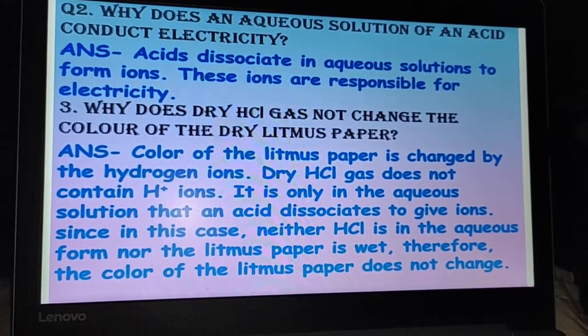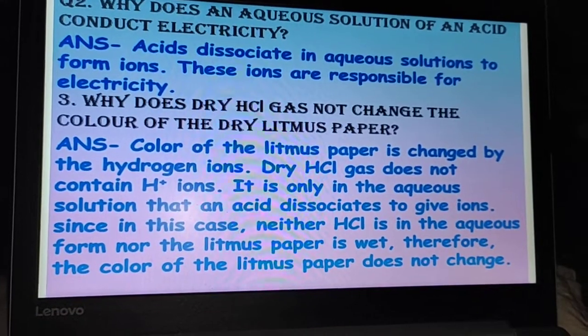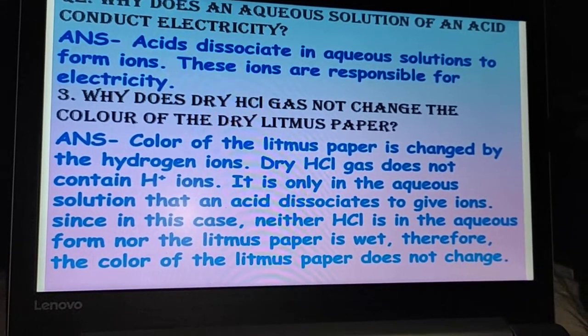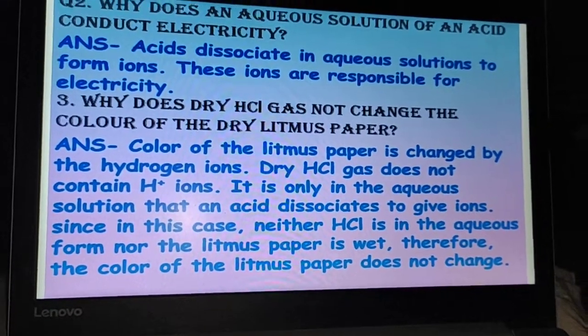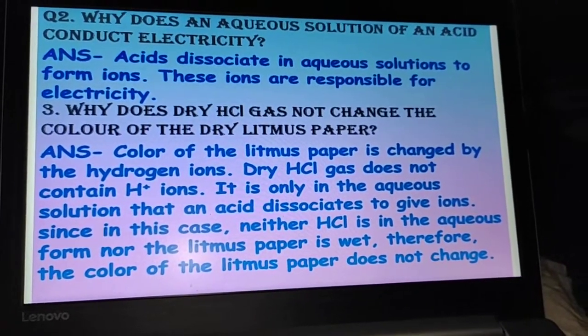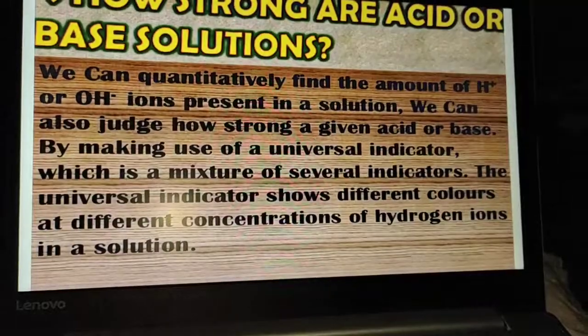So these are the questions. Why does an aqueous solution of an acid conduct electricity? We have done that. Why does dry HCl gas not change the color of dry litmus paper? Because dry HCl gas does not generate H+. Until it generates H+, it will not show the property of an acid, and until it shows the property of an acid, it will not change the color of litmus paper.